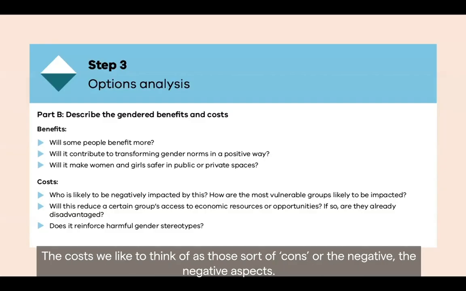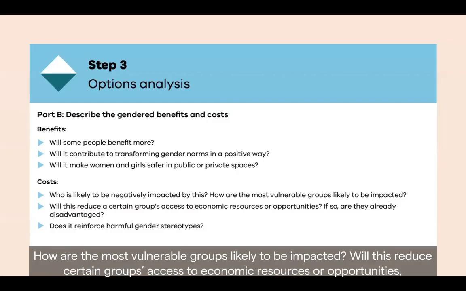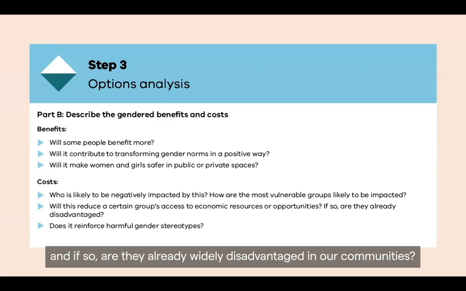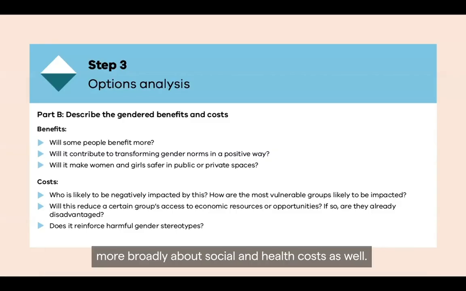The costs we like to think of as those sort of cons or the negative aspects. So thinking really carefully about who is likely to be negatively impacted by this. How are the most vulnerable groups likely to be impacted? Will this reduce a certain group's access to economic resources or opportunities? And if so, are they already widely disadvantaged in our communities? Does this reinforce harmful gender stereotypes? You can also afford to look at the economic costs here, but think more broadly about social and health costs as well.